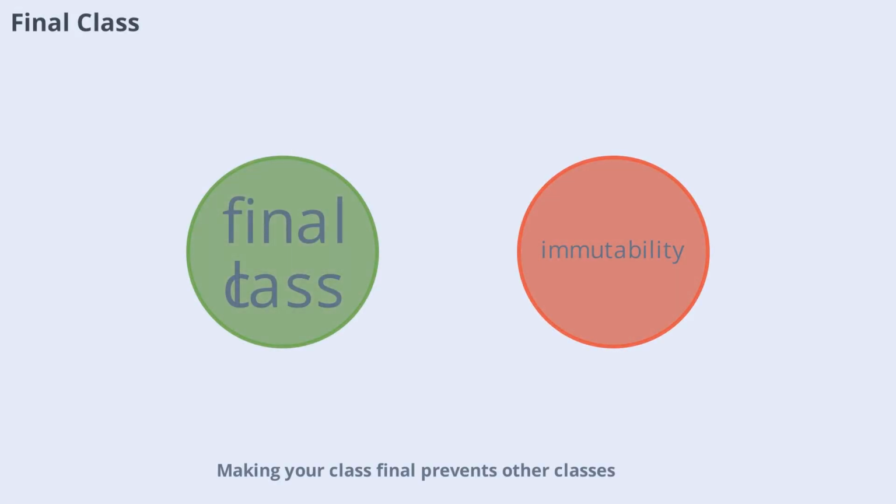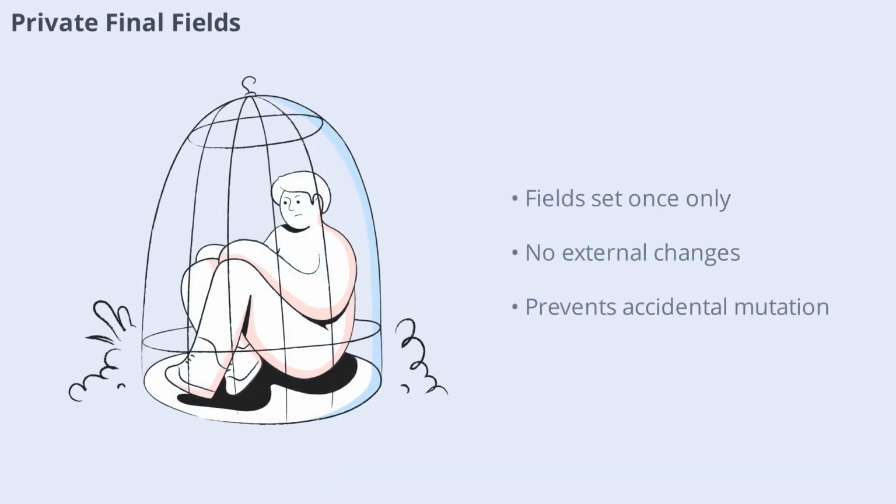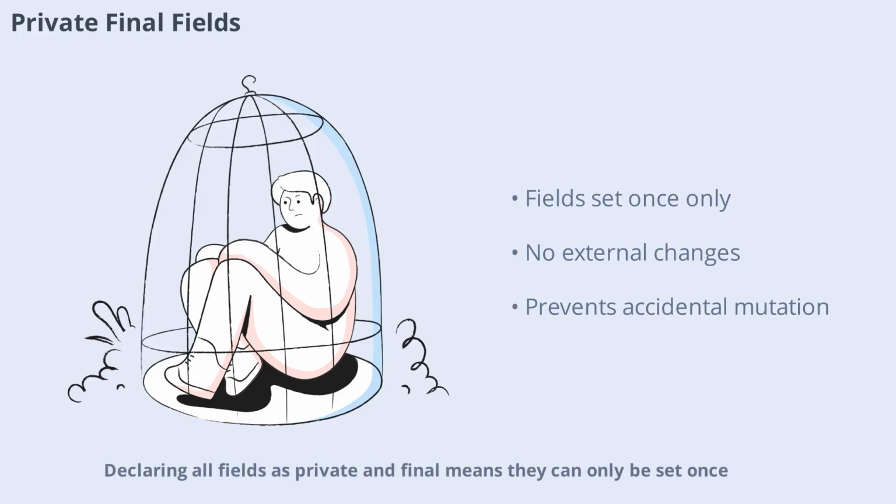Making your class final prevents other classes from extending it and potentially introducing mutability. This is a foundational step in ensuring your object remains truly immutable. It's a simple keyword, but it has a big impact on the integrity of your code. Declaring all fields as private and final means they can only be set once, during object construction.